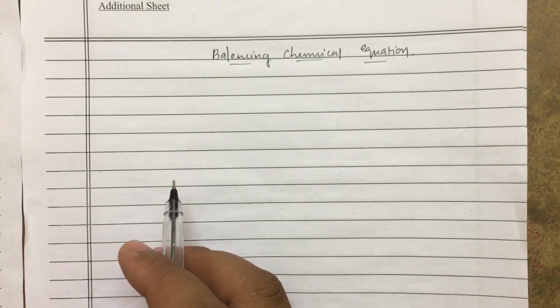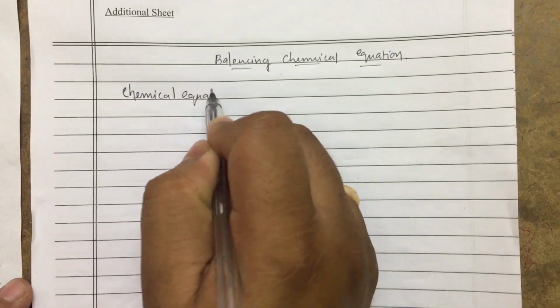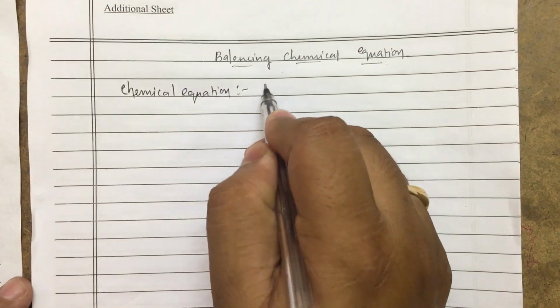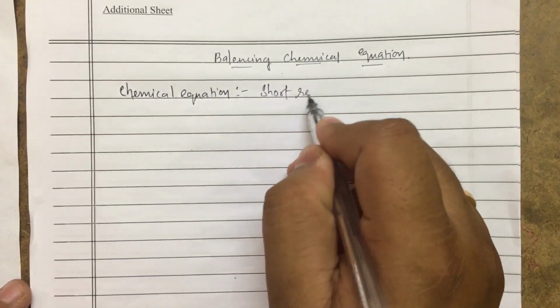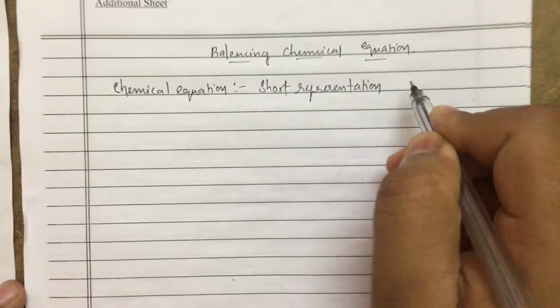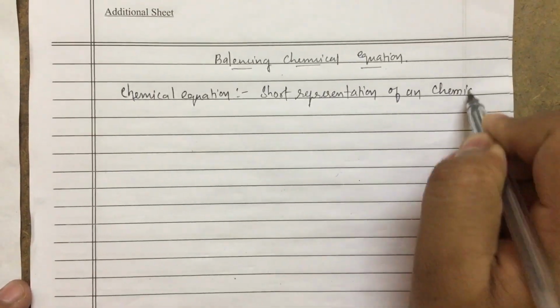Let's make it very simple. How do we balance a chemical equation? First of all, before we study how to balance a chemical equation, let us know what a chemical equation actually is. A chemical equation is a shorthand representation of a chemical reaction. What is it, children? It is the shorthand representation of a chemical reaction.